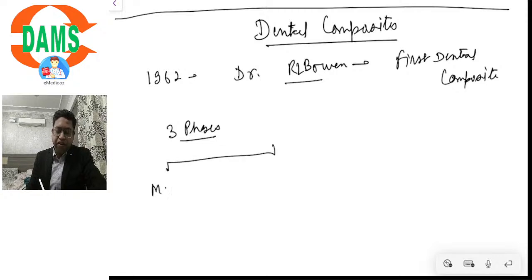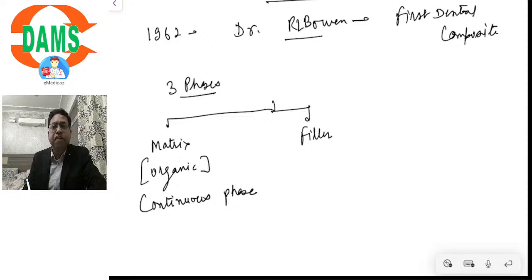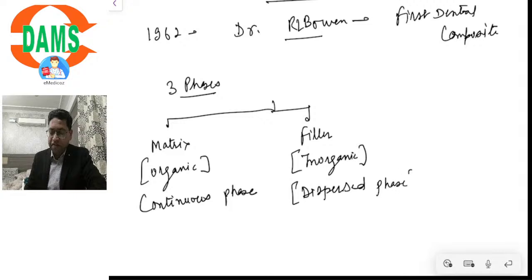One is the matrix, that is the organic matrix principally. This matrix is also called the continuous phase. Then, to enhance the properties of the matrix, we have filler particles. These filler particles are mostly inorganic particles added to the composites. They form the dispersed phase, since something is added to the matrix.